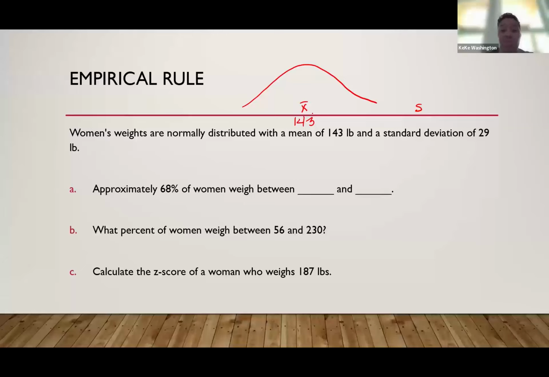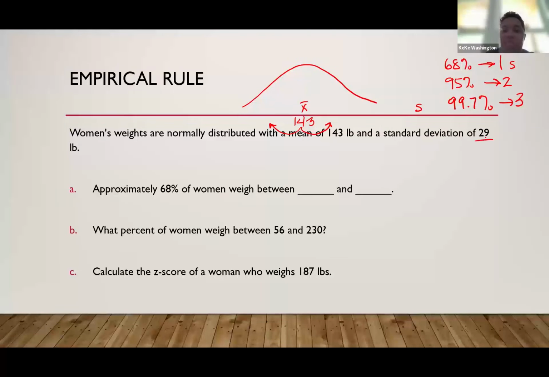Because it's symmetric, remember that the mean is in the center of our distribution. So we want to know approximately 68% of women weigh between what two values? The empirical rule tells us that 68% of data lies within one standard deviation away from the mean, 95% lies within two standard deviations, and almost all of the data, approximately 99.7%, lies within three standard deviations of our mean.